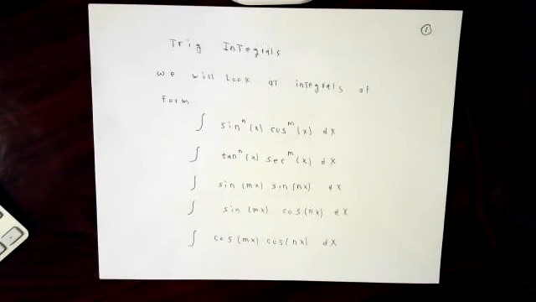In this next section, we want to look at some different types of integrals that involve trig functions. To be exact, we want to look at the integral of a power of sine of x times a power of cosine x, a power of tangent x times a power of secant x, and then we have three different types where we have sine of a multiple of x times some other multiple of x, sine of a multiple of x times cosine of a multiple of x, and the product of two cosine functions, each one of which is evaluated at some multiple of x.